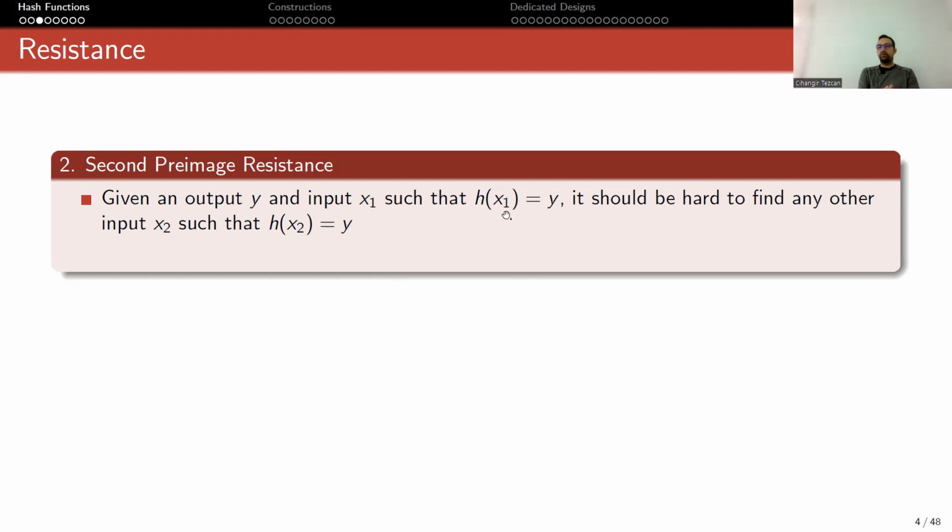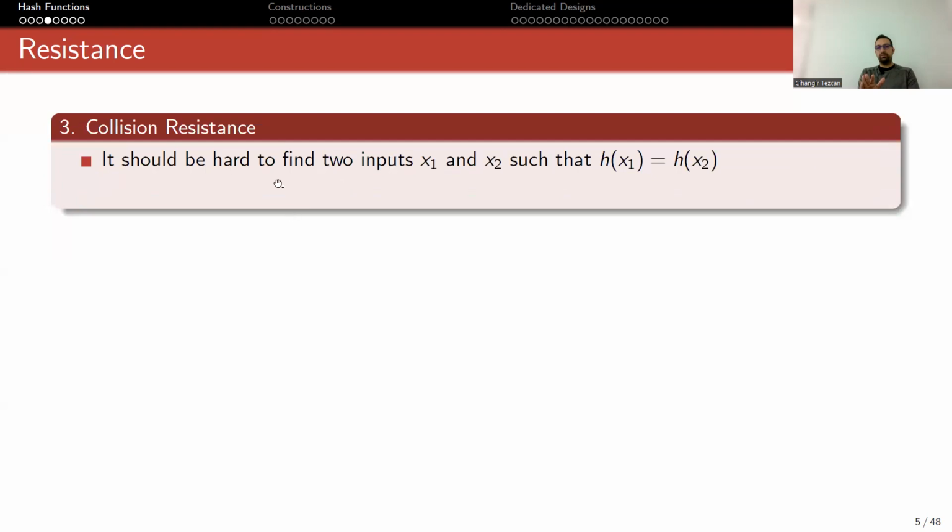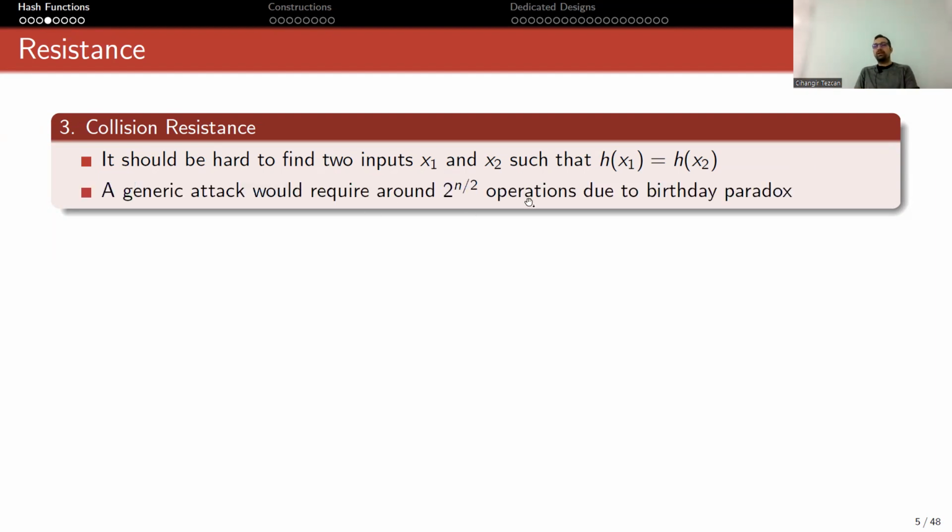and h. So once you have the x1 and h, it is easy to calculate y. Now your aim is to find another x2, okay? That is the second preimage resistance. But in our third property, I'm not fixing x1 or x2. I'm only giving you a hash function. So you have more freedom. You're trying to find two inputs that give the same output, okay? For this reason, a generic attack actually requires fewer operations here, 2 to the n over 2, so the square root of the previous generic attack.